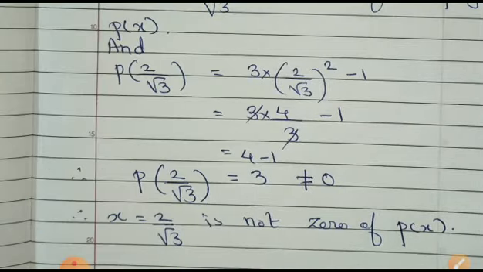So you will get p of 2 by root 3 is equal to 3 into 2 by root 3 square minus 1. So 2 by root 3 square is nothing but 4 by 3. So you'll get 3 into 4 by 3 minus 1. 3 and 3 will get cancelled and you will get 4 minus 1. 4 minus 1 is 3. It is not equal to 0. So what we have got is p of 2 by root 3 is not equal to 0 and therefore x equal to 2 by root 3 is not a 0 of the given polynomial.